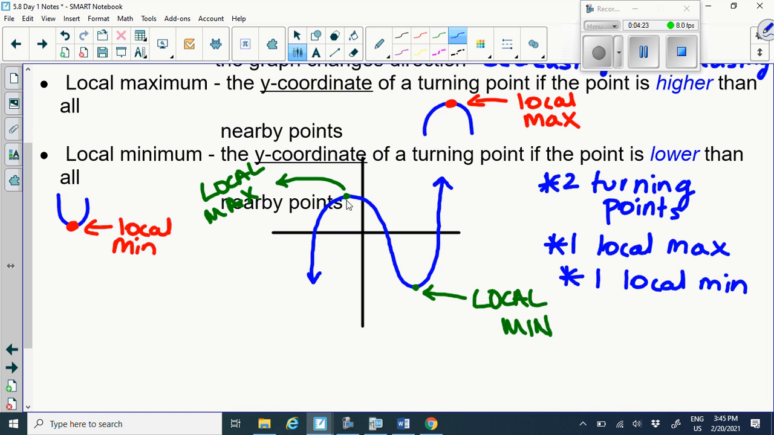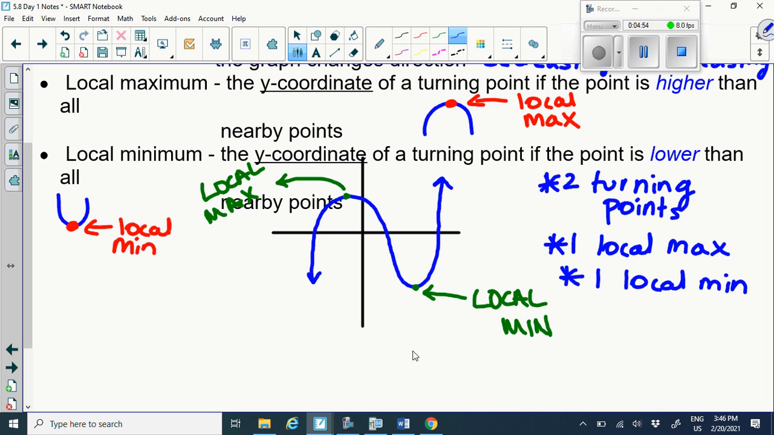So notice the local max is going to be the point that is at the top of our hill. Notice this graph, reading it left to right, goes from increasing to decreasing. So this is our turning point, and it's a local max because it's at the top of our hump here or at the top of the hill. Then we change from decreasing to increasing. So at the bottom here is another turning point, and this is actually our local min because it's at the bottom of the hump or at the hill. Okay?